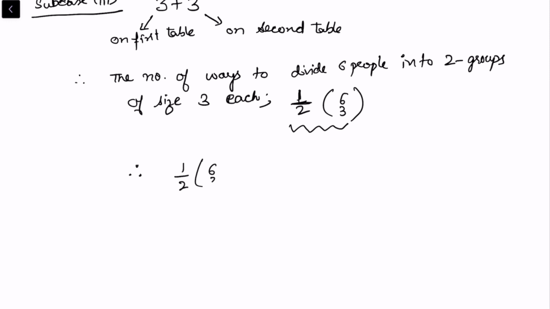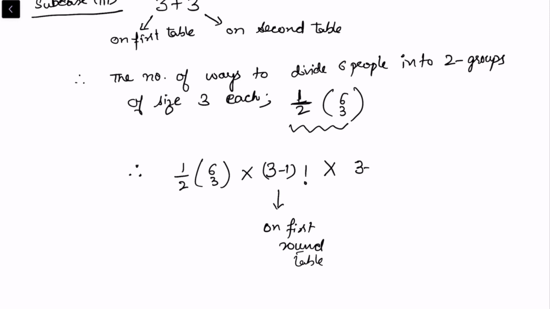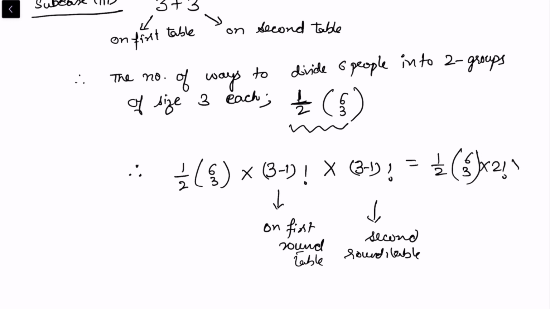1 by 2 of 6C3 into 3 people on the first round table. So this is on the first round table. So that is why it is 2 factorial. And similarly, you will have 3 minus 1 factorial for the second round table. So this is in total the number of possibilities. So we have here half of 6C3 into 2 factorial into 2 factorial, and that goes total 40.